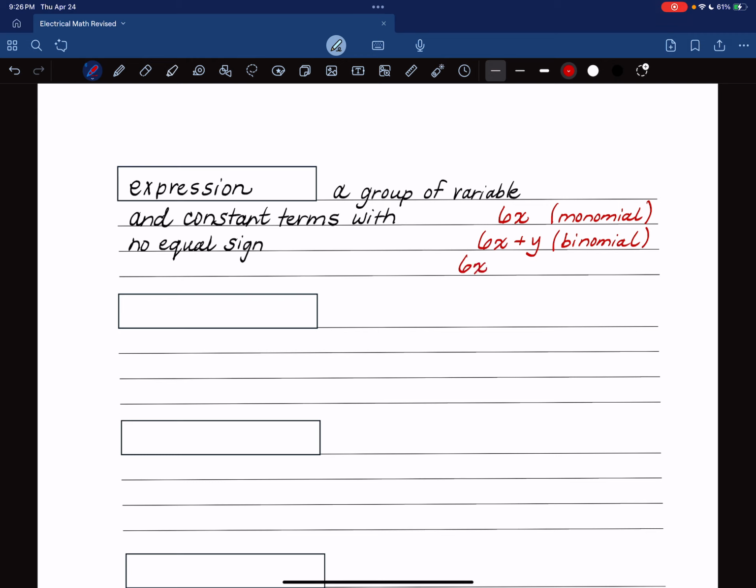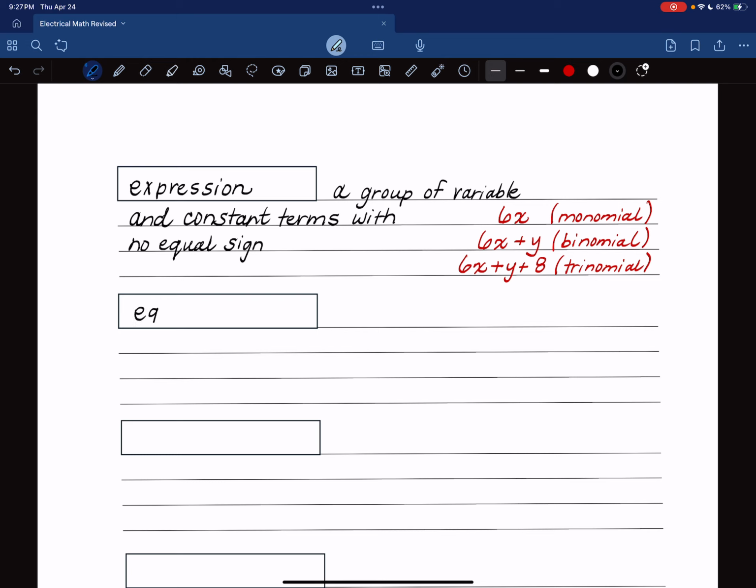And if I added yet another term, so this time we have an 8, which is just a constant, and then we have a y and then a 6x. That's 3 terms. That's called a trinomial. A polynomial can be any number of terms greater than 1. So these are different types of expressions. The key is that there is no equal sign. We are not saying that anything is equal to something else.